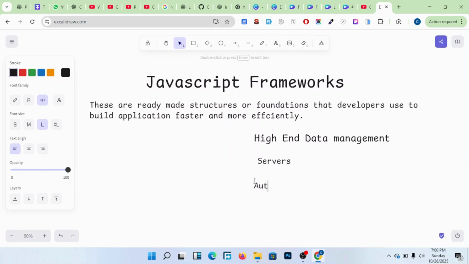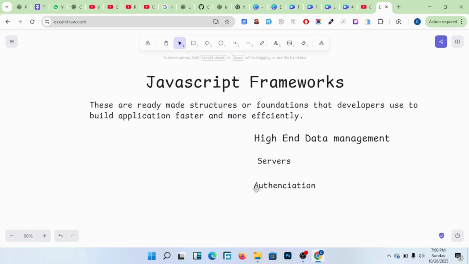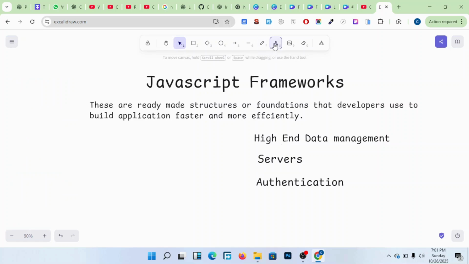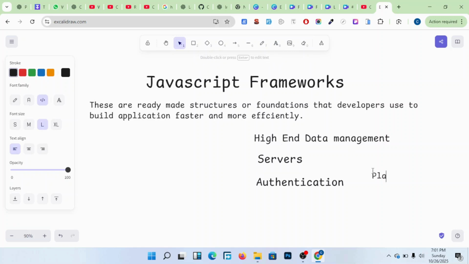Authentication is where we have, for example, passwords, showing data, and the security. So members, we shall need some of these frameworks. You cannot do all this alone with your pure or plain JavaScript.